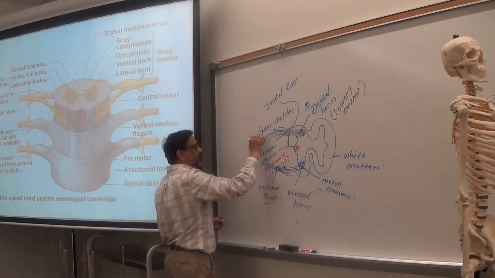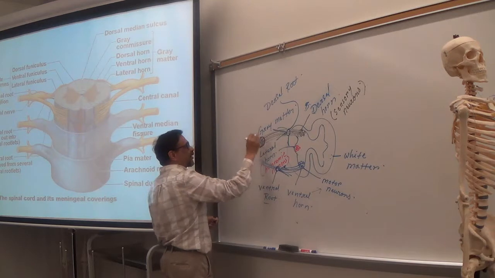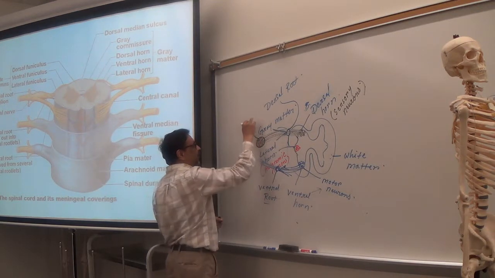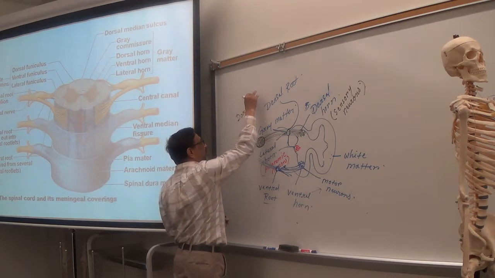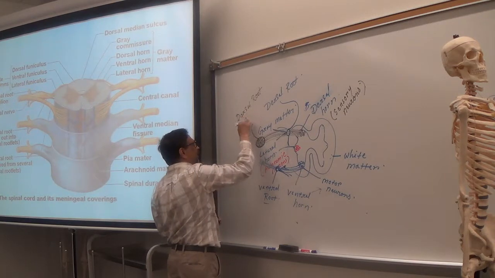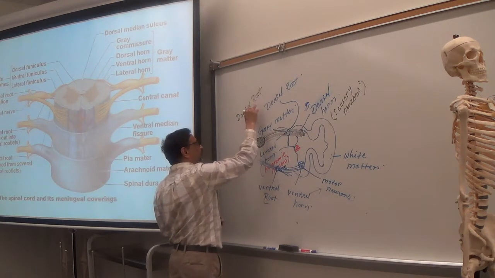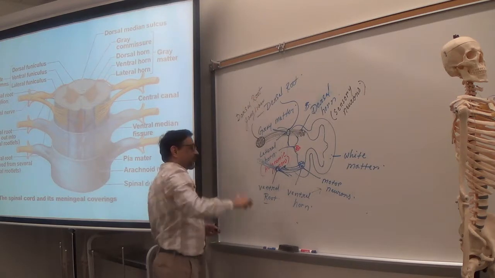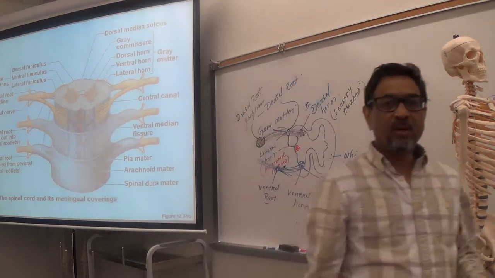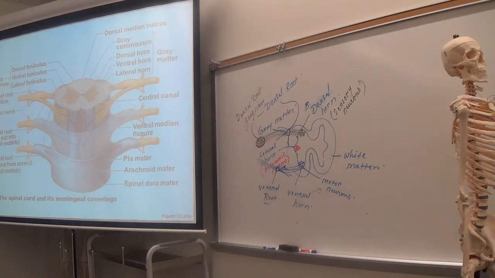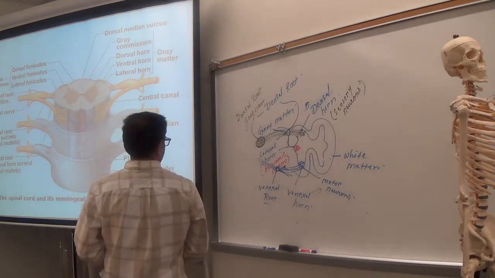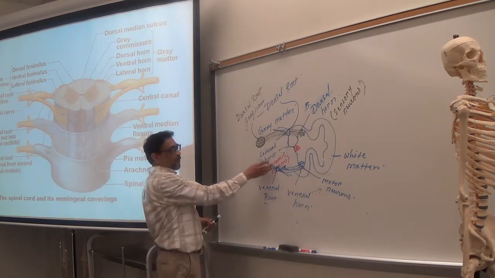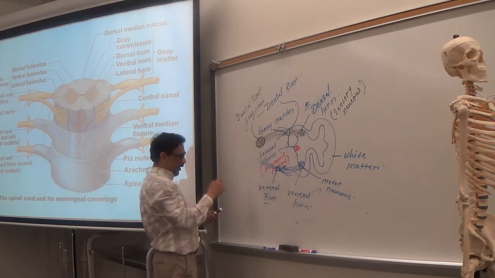And this round structure filled with sensory neurons in the dorsal root is called dorsal root ganglion. Dorsal root ganglion. A round structure in the dorsal root which is filled with sensory neurons. In ventral root, you don't have that structure. Okay.